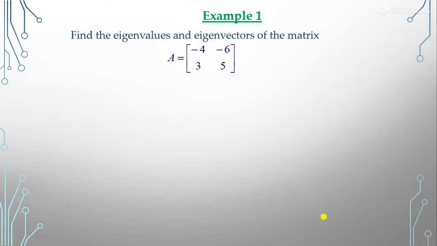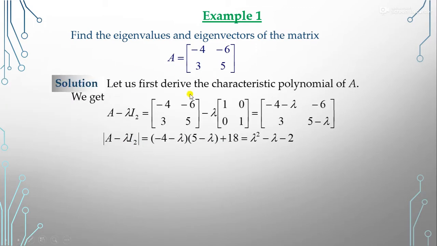Now suppose we take an example, a 2 by 2 matrix. We have matrix A and we find the eigenvalues and eigenvectors of this matrix. What is our first step? The first step is that we have to solve the characteristic equation. And what is the characteristic equation? We form our characteristic equation using A minus lambda I. Here we take the order 2 identity matrix, because our matrix A is of order 2.